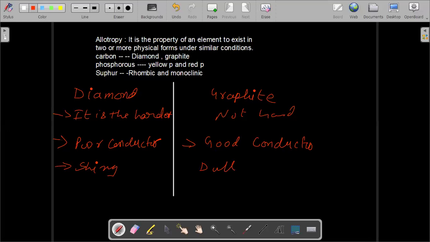A difference in the bond structure. Yes, that is what we were looking for now. These are the physical differences which we observe between diamond and graphite. Now the structure of the diamond and the structure of the graphite will explain these properties, how the diamond is so hard, whereas graphite is not hard.